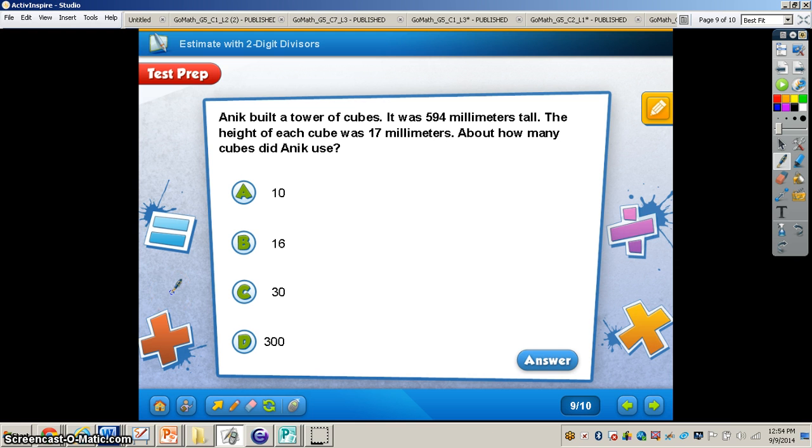Okay, I want you to do this test prep problem at the bottom of page 82. When you're finished with this problem, you can press play and I will have the answer for you. So pause the video now. Okay, the answer is letter C, 30. Make sure you check your answer and you have the correct answer.